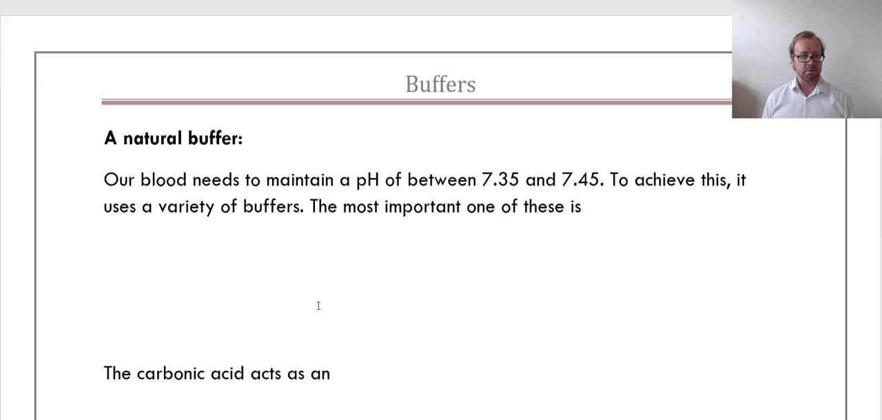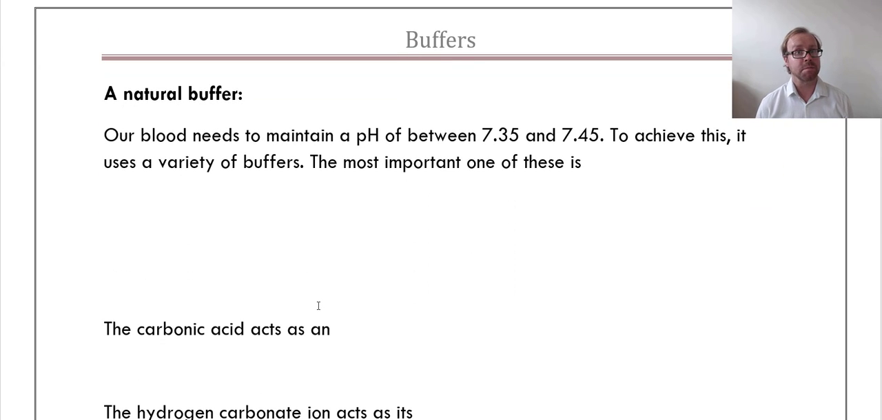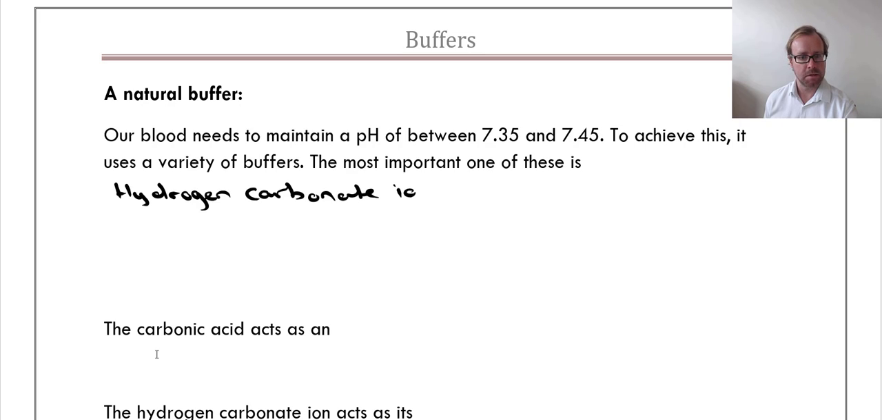We'll now look at a natural buffer. This comes up quite a lot in exams, in most exam boards, so we'll quickly go through it. Our blood needs to maintain a pH of between 7.35 and 7.45. To achieve this, it uses a variety of buffers. The most important one of these is the hydrogen carbonate ion buffer, which is HCO3-. And the equilibrium that's set up in the blood is the following.